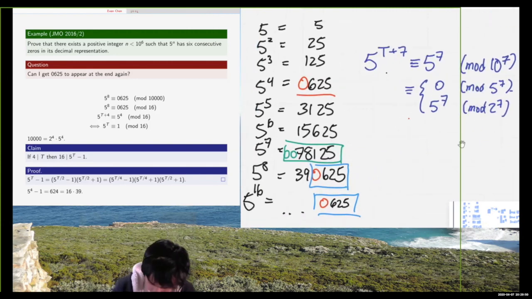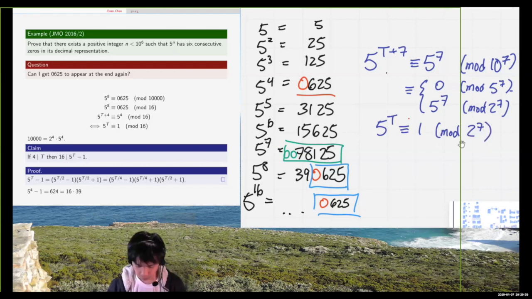Yeah, and again, all I need is 5 to the t is 1 mod 2 to the 7, and then I'll have a large enough period. This is why I did it manually when I had 4, since 5 to the 4 is small enough that I can just throw something at it. Here, the number that I'll need is, I think, 32.